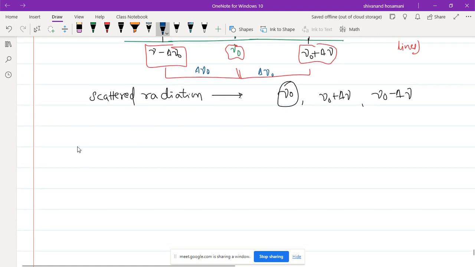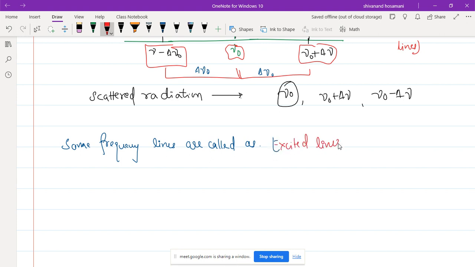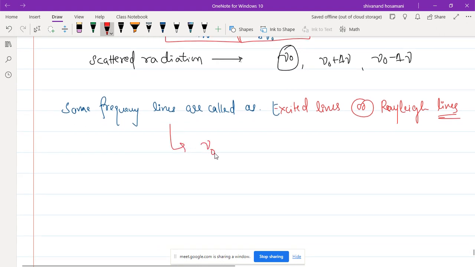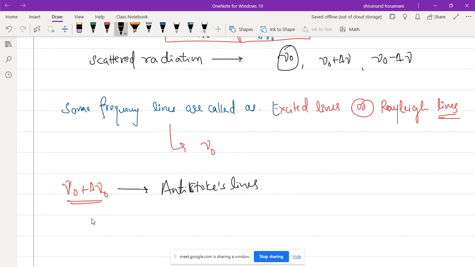These same frequency lines are called excited lines or Rayleigh lines. If the scattered frequency is nu naught plus delta nu naught, we call this one anti-Stokes lines. In case of nu naught minus delta nu naught, we call this one Stokes lines. This is how our Raman spectra can be visualized.